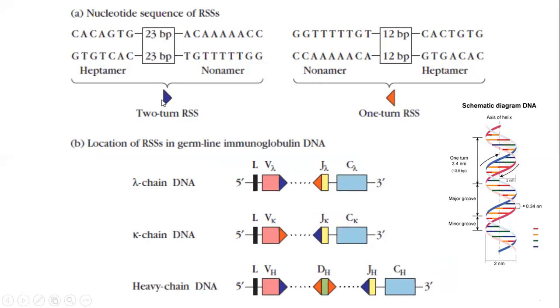One more important point: the 23 base pair spacer is called the two-turn recombination sequence, and the 12 is called the one-turn RSS. Based on the length, 12 base pairs approximately corresponds to the major and minor groove of a DNA double helix that constitute one turn of the DNA. One turn of the DNA is approximately 3.4 nanometers, constituting one major groove and one minor groove, and accommodates approximately 11 base pairs. So it's close to one turn of DNA, or close to two turns of DNA. Another term is used for that.